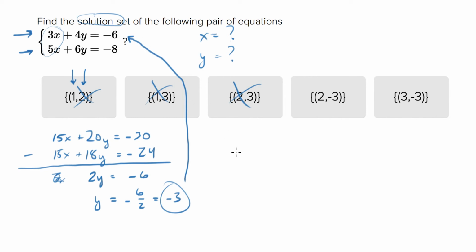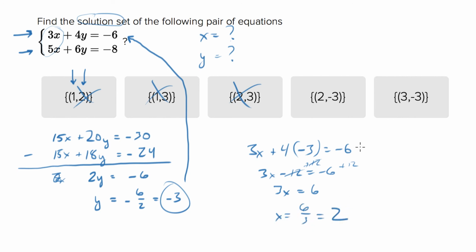Say we use the top one, and we'll say 3x plus 4 times negative 3 equals negative 6. And so you get 3x minus 12 equals negative 6. 3x equals, add 12 to both sides, you get positive 6. So x equals 6 over 3, which equals 2. So if x is 2 and y is negative 3, then this must be our answer choice.